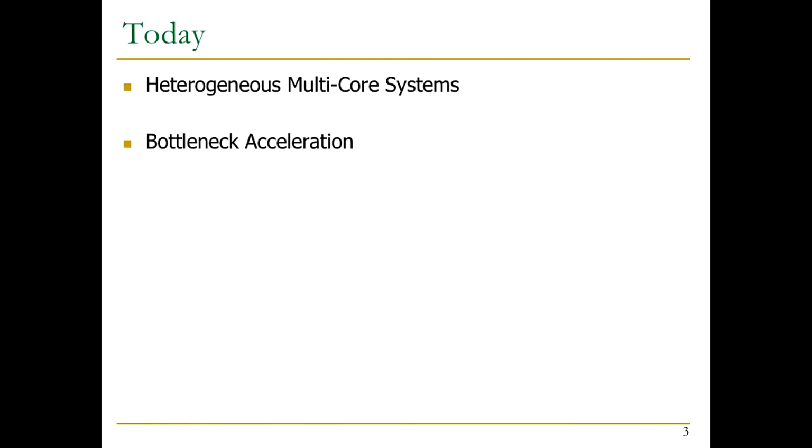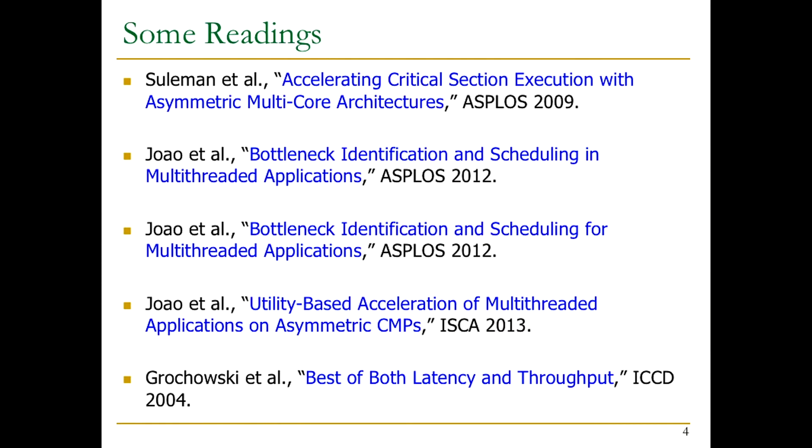Okay. Today, we're going to switch to something else, although heterogeneity is everywhere, as we've seen yesterday also. But today, we're going to look at heterogeneity in the context of the cores or computational units. And then we're going to look at how we can exploit that heterogeneity to accelerate something that's hard, which is the serial parts of a multi-threaded program. How can we make things faster by taking advantage of heterogeneity? And these are some of the papers that we're going to look over.